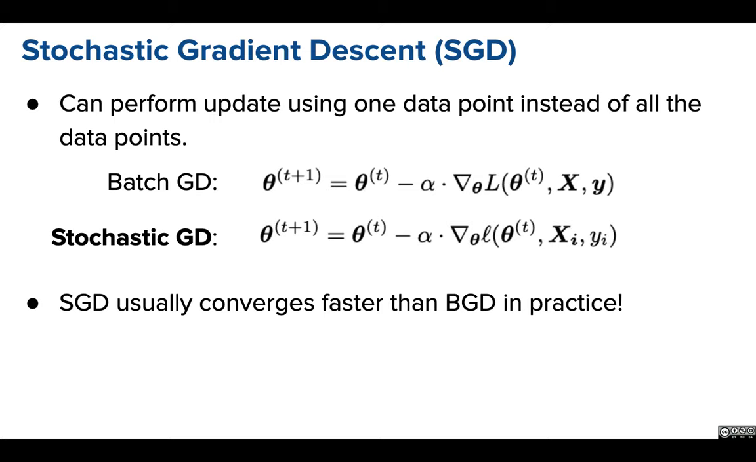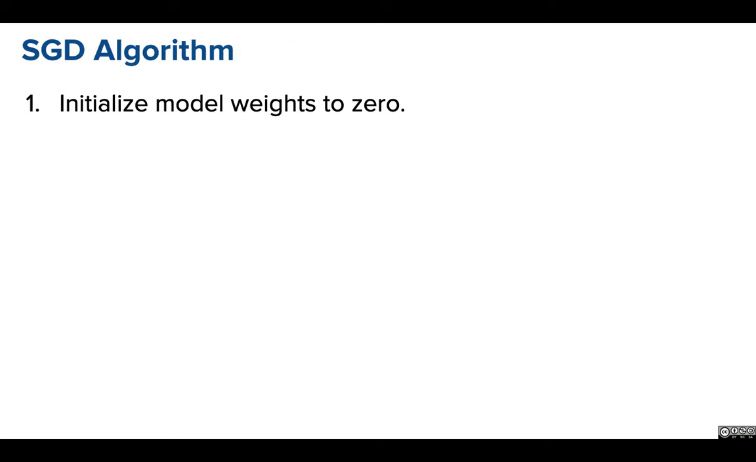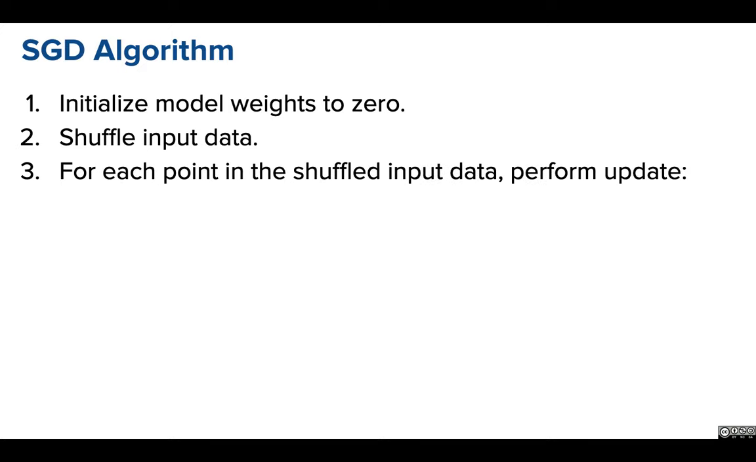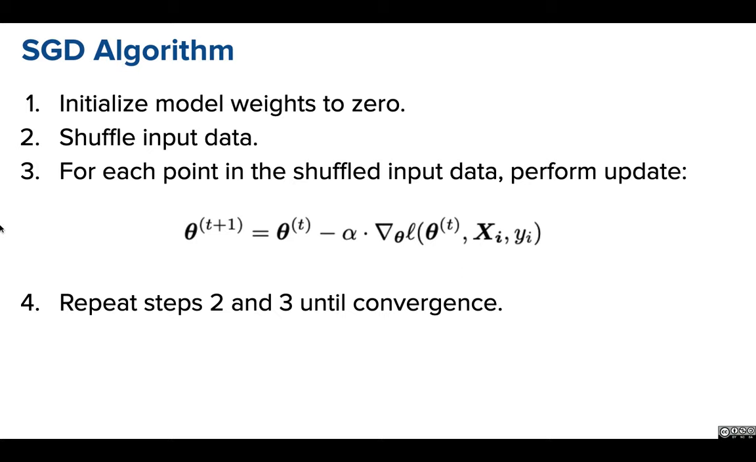So the algorithm for stochastic gradient descent is very similar. Again, initialize the model weights. Instead of taking all the input data, we'll shuffle it. And for every point in my shuffled input data, we'll perform an update, using this update rule. And we'll repeat steps 2 and 3 until theta stops changing, until we reach convergence.